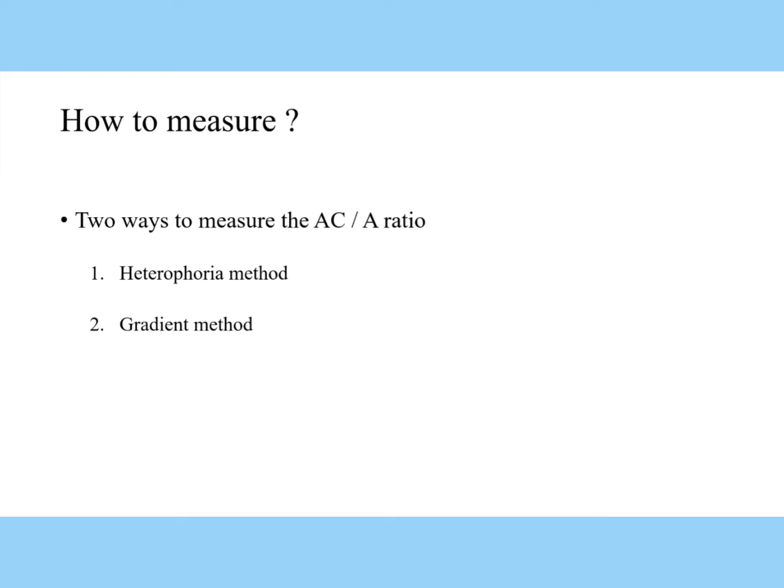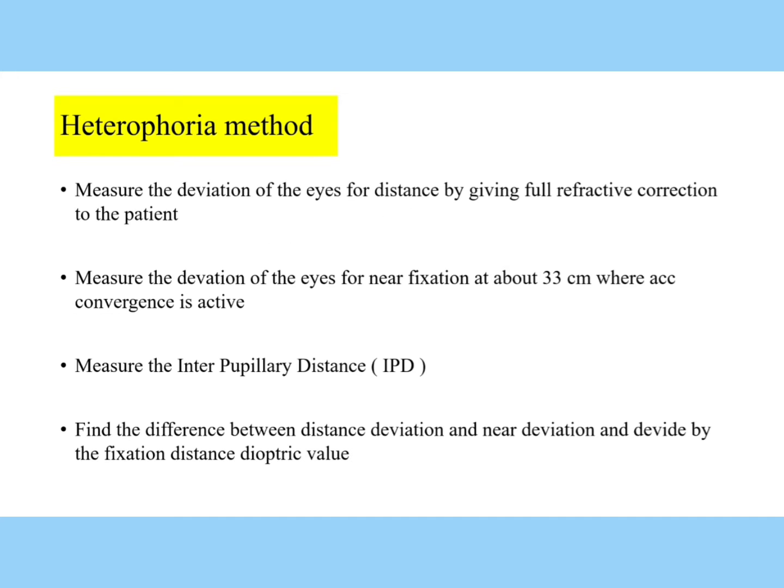Okay, so how to measure this AC/A ratio? There are two ways to measure the AC/A ratio. One is the heterophoria method, another is the gradient method. We will discuss these two methods today. Okay, so let's start with the heterophoria method.